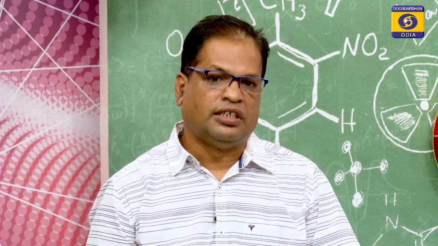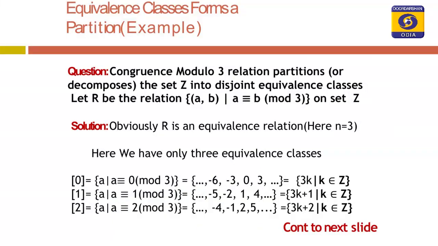Next, equivalence classes form a partition. This is another very important example: any equivalence relation gives rise to equivalence classes, and equivalence classes form a partition. Here the equivalence relation is the congruence modulo 3 relation. So, let R be the relation (a, b) such that a is congruent to b mod 3 on the set of integers.